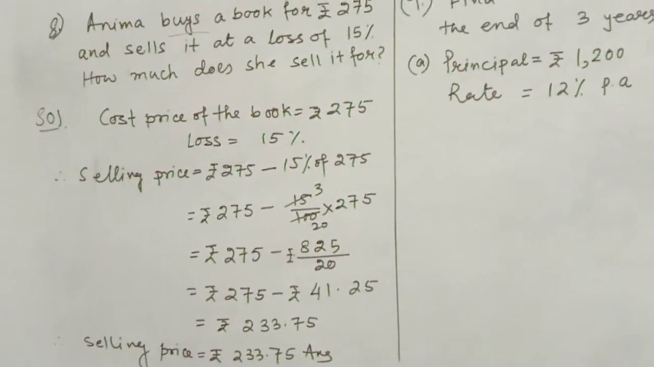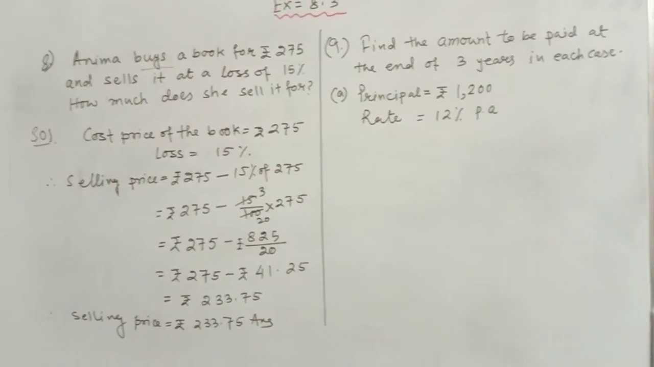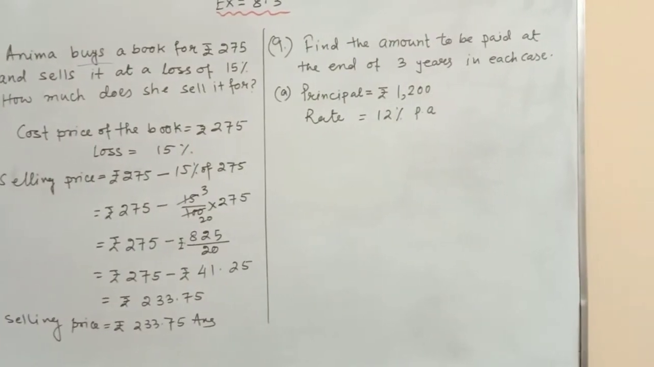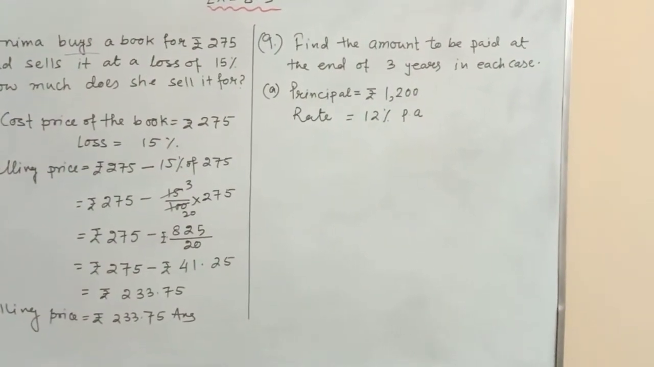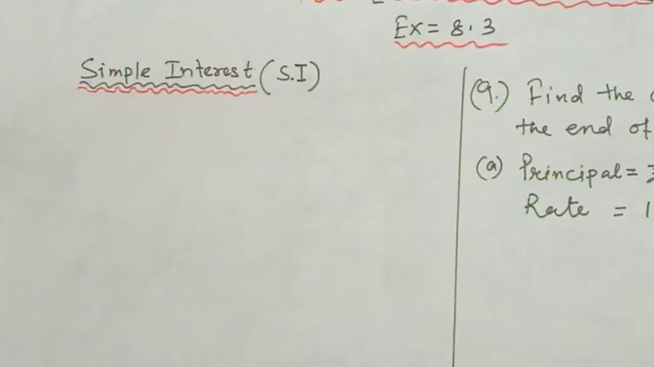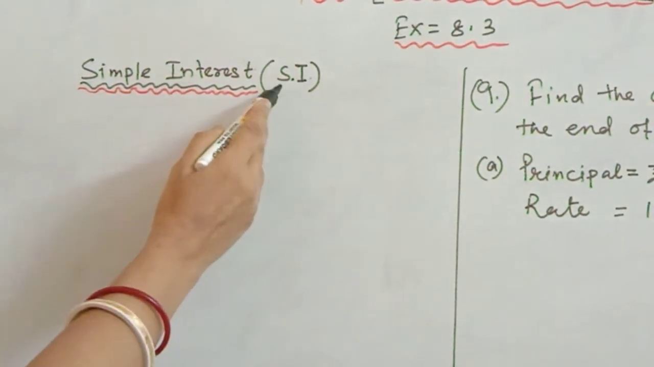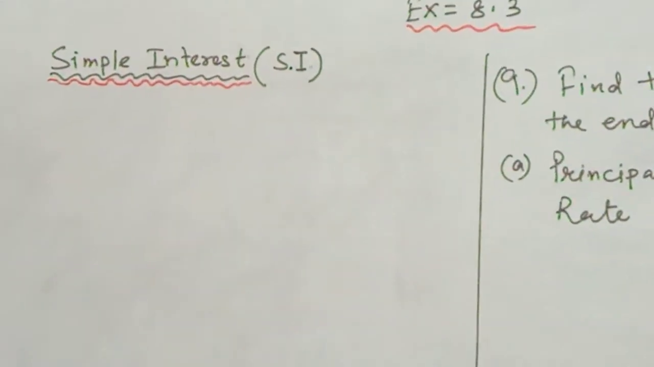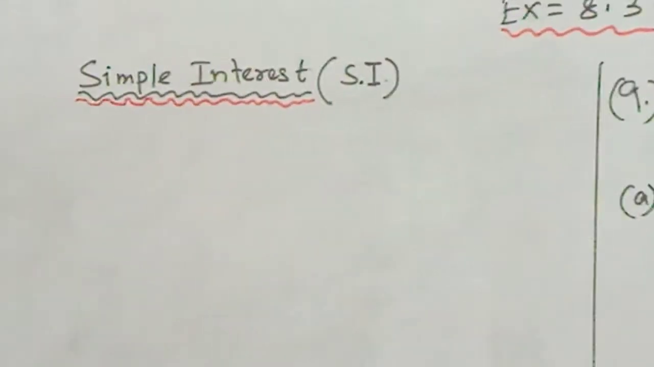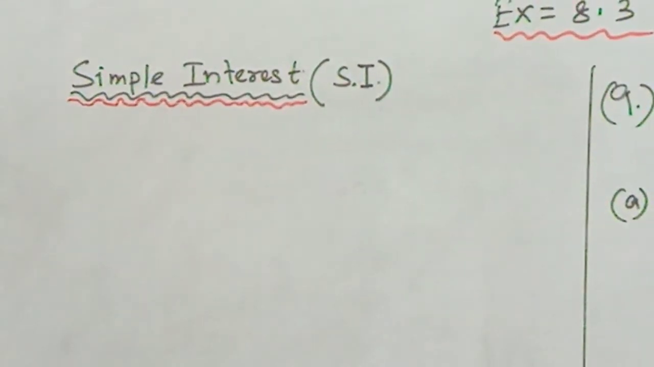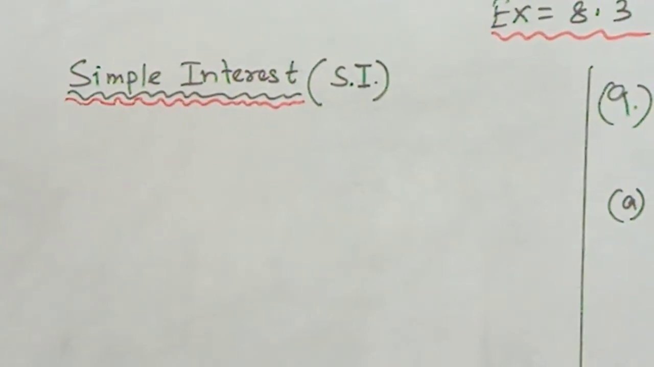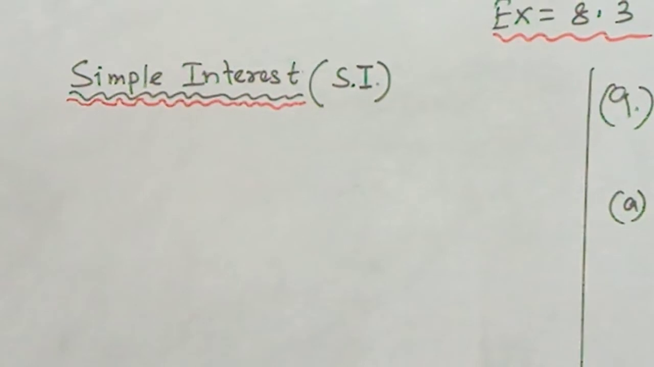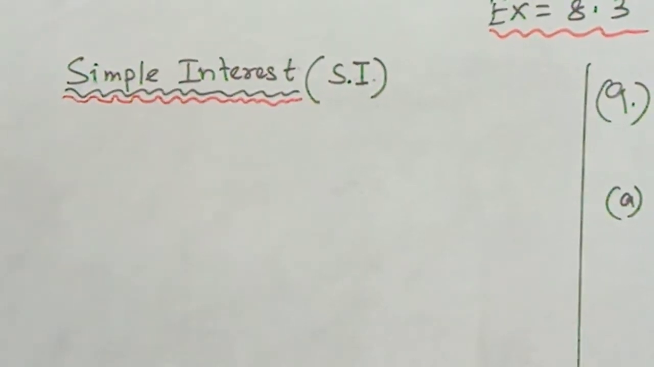Next question. Before starting the next question, we have to explain the concept of simple interest. Now simple interest. What is simple interest? If interest is calculated, simple interest in short form SI, if interest is calculated uniformly on the original principal throughout the loan period, it is known as simple interest. Now what is principal? What is loan period? This also you must know.